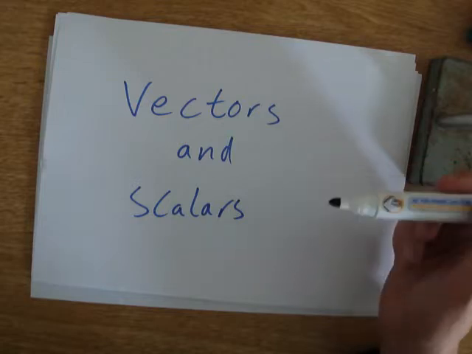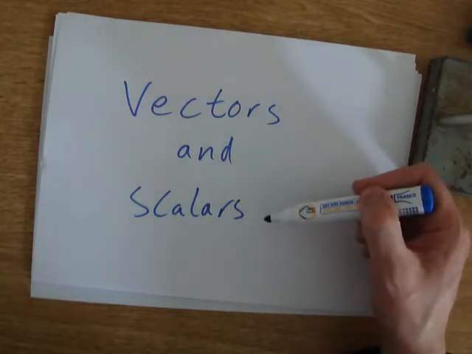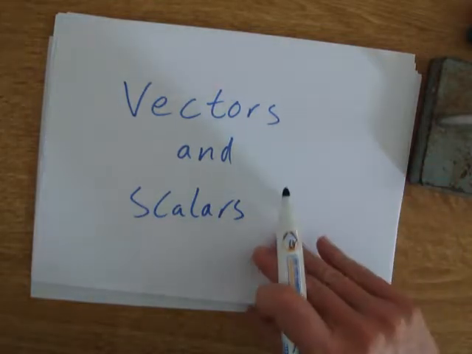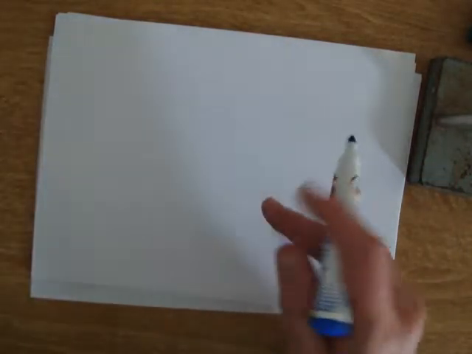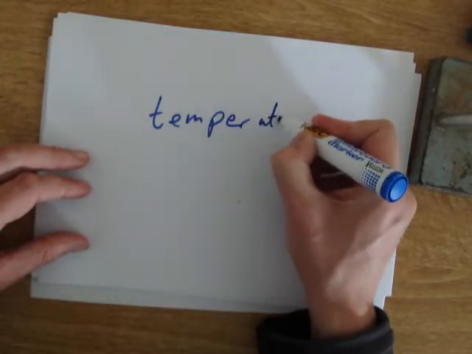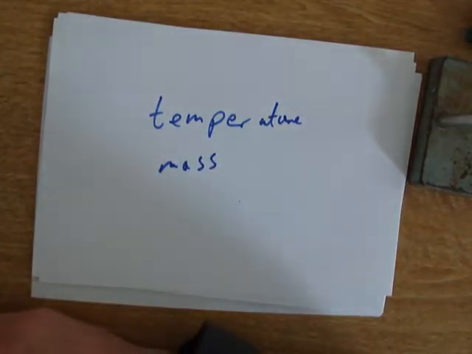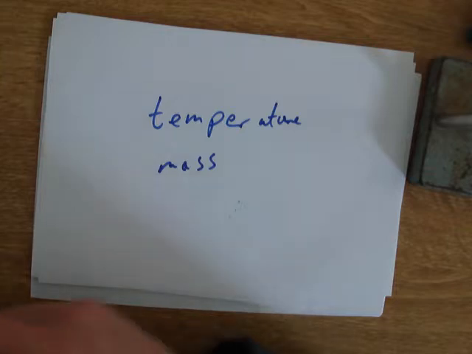All the quantities in the world, everything we measure, is either a vector quantity or a scalar quantity. Scalar quantities are the more straightforward. Things like temperature and mass are our classic examples of scalar quantities. They only have an amount. There is no direction associated with them at all.